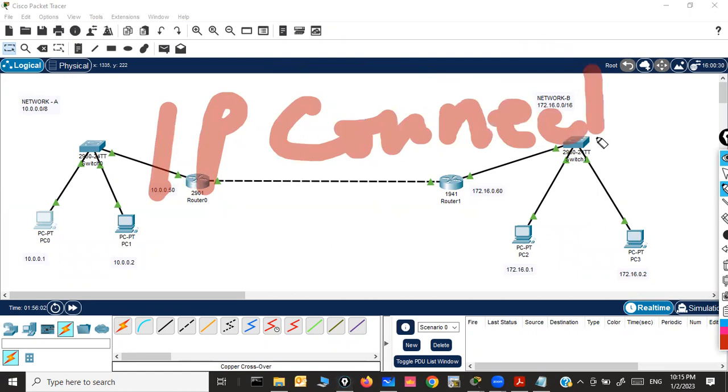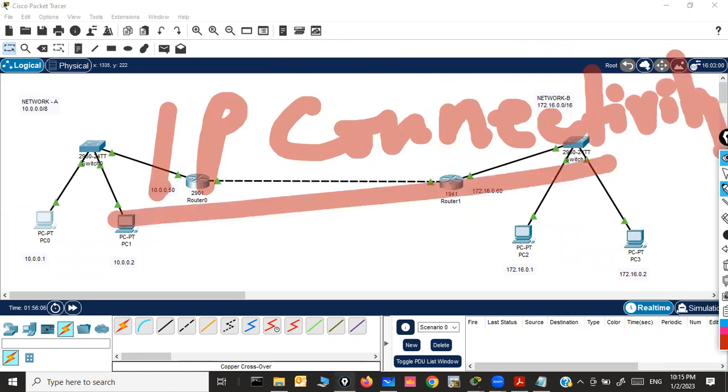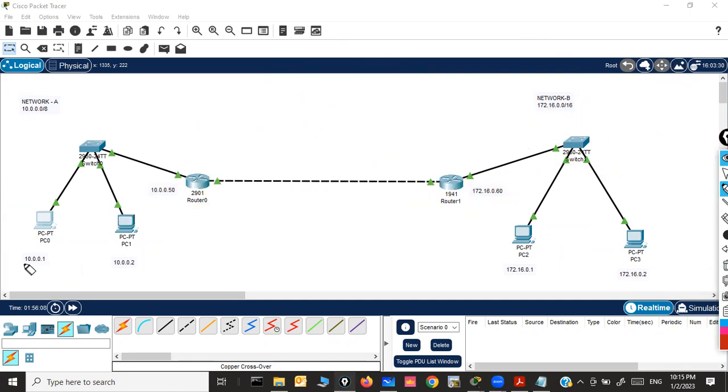So far we have discussed only within the network, and within the network you have seen that no configuration is required in general, just physical connectivity and then IP address assignment. That's it. Even a gateway is not required, right?